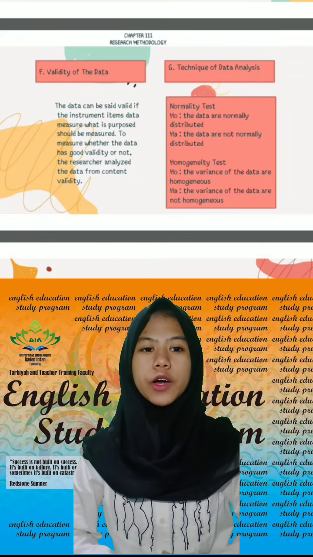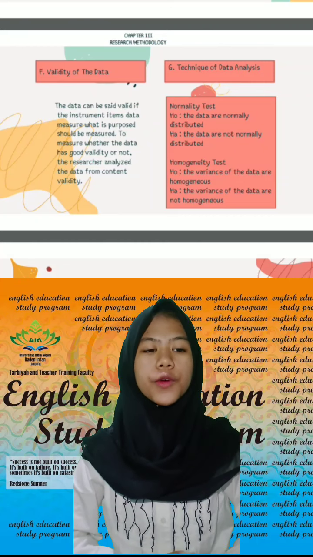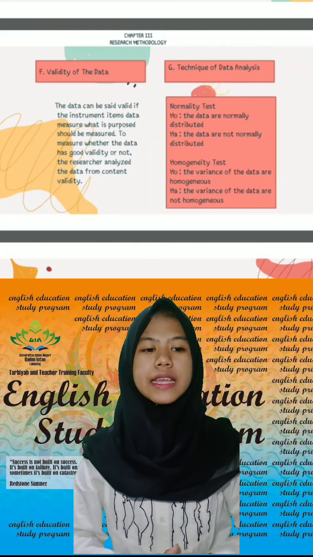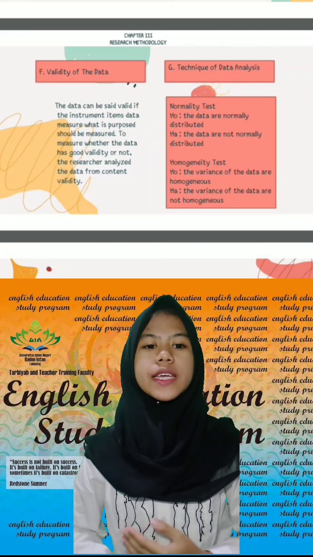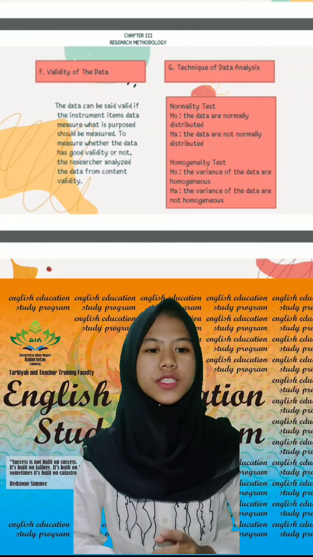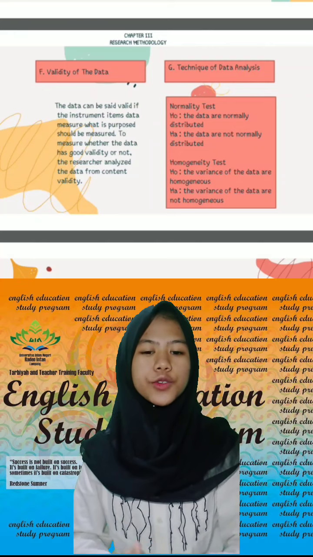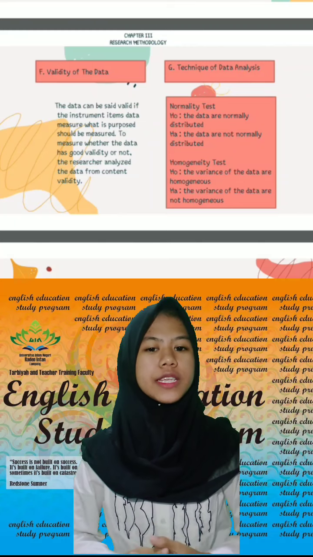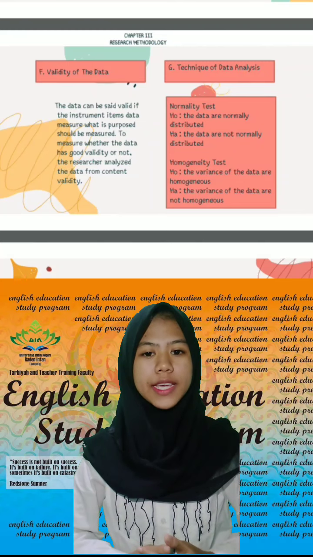So the next is about validity of the data. According to Arikunto, validity is a matter of relevance. It means that the data measure what is claimed to be measured. The data can be said to be valid if the instrument items measure what should be measured. To measure whether the data has good validity or not, the researcher analyzed the data from the content validity.